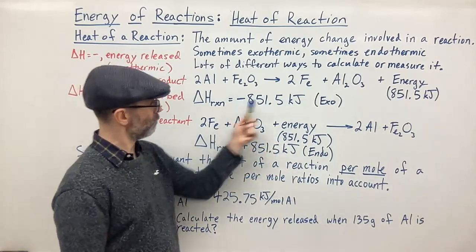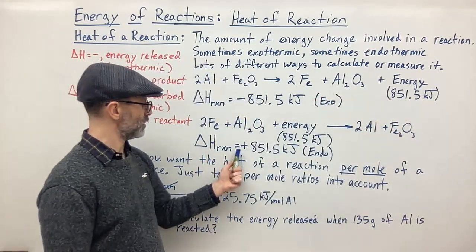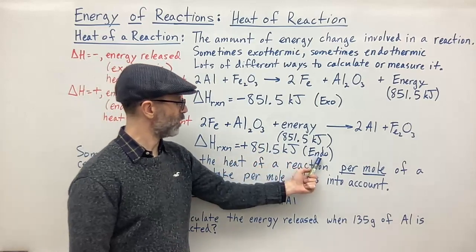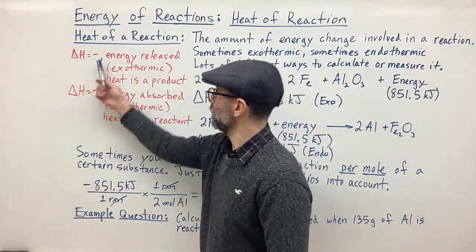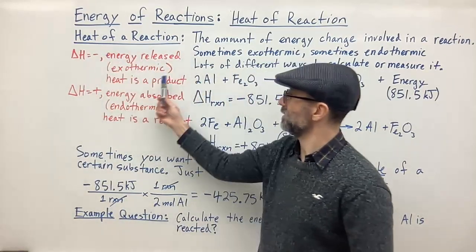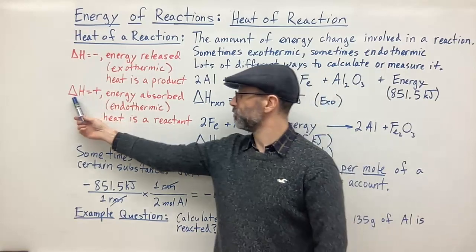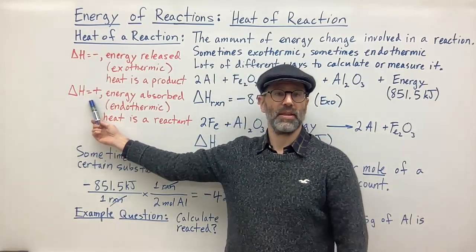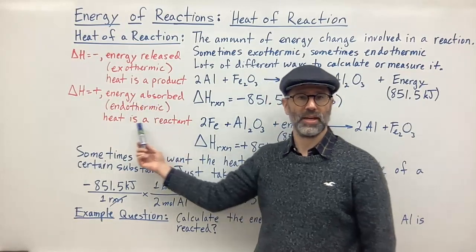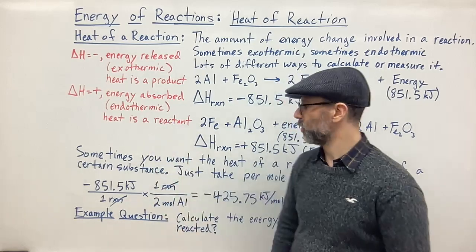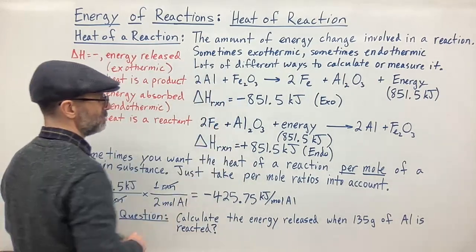This is negative, therefore it's exothermic. Heat is a product. And here, the heat of the reaction is positive, meaning it's being absorbed, and therefore it's endothermic. So as I have written here, if delta H is negative, that means that energy is released and therefore exothermic. Heat is a product. Here, if delta H is positive, then energy is absorbed and it's going to be endothermic. Therefore, heat is a reactant. And so that's what you want to know regarding delta H and the signs.